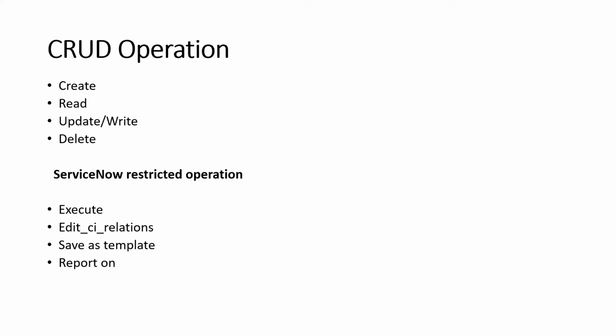Report on again. So with this, you can stop people creating reports in a table. Personalized choice, again, by applying this, you can stop users creating personalized lists and choice fields in any table, right? So these are the operations in ServiceNow, and the CRUD operations. Okay, now ACL flow. So what is the ACL flow?